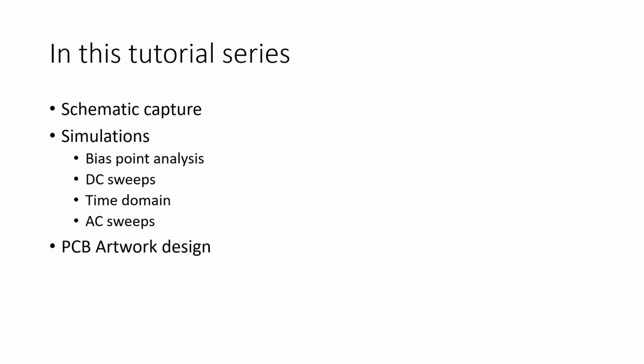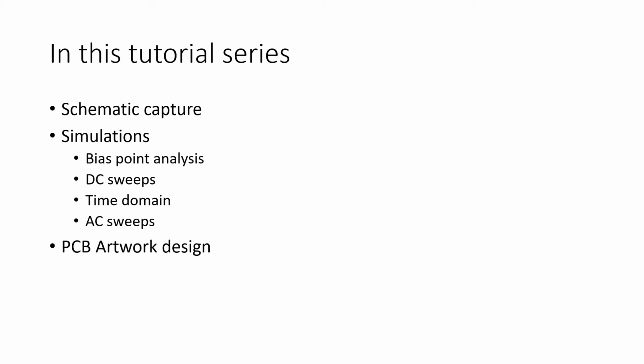In this tutorial series, my main focus is to do three things. One is how to do the schematic capture, and then we will do different types of simulations. Simulations will play a major role in this tutorial series. Under the simulation, we will do bias point analysis. That is the very basic type of analysis you can do with the simulation. It is a static situation. You have some circuit, you supply some voltage, you measure the voltages, currents, and maybe power dissipation from different components and devices.